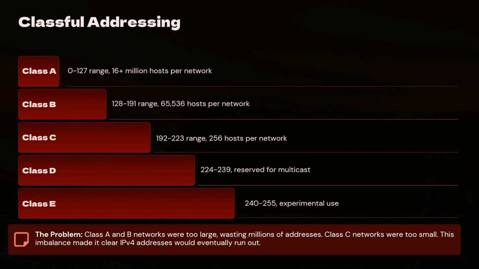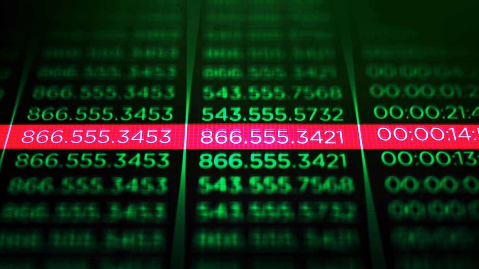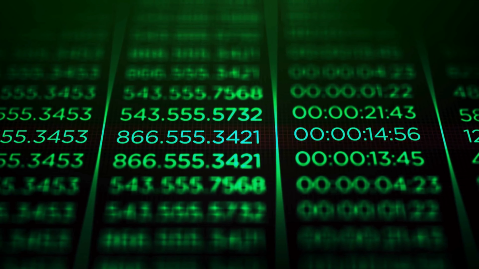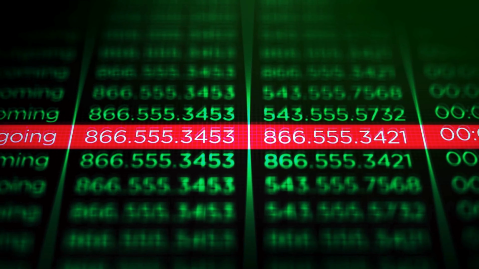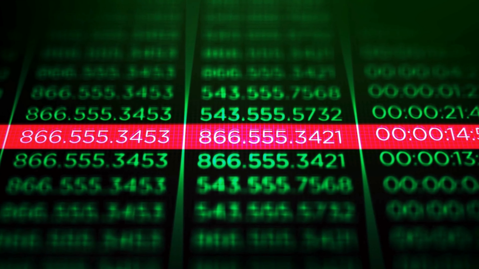Now, in classful networking, the subnet mask was obvious from the IP address itself. For example, if you were given 144.201.5.32, this belongs to Class B, so the subnet mask is automatically 255.255.0.0. But that was a problem. Class A and B networks were far too large for most organizations, wasting millions of addresses. Class C networks, on the other hand, were too small.